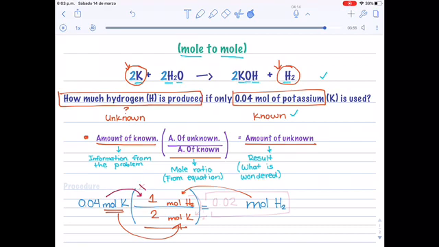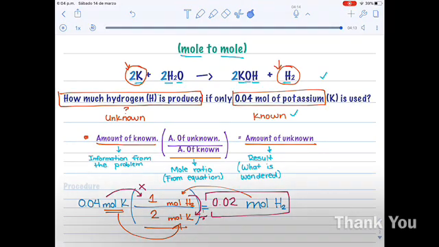Then, to solve the problem, we need to multiply what we have up and divide by what we have down. Multiplying 0.04 times 1 divided by 2 would give us an amount of 0.02 moles of H2, and this will be our result. I hope you got it.